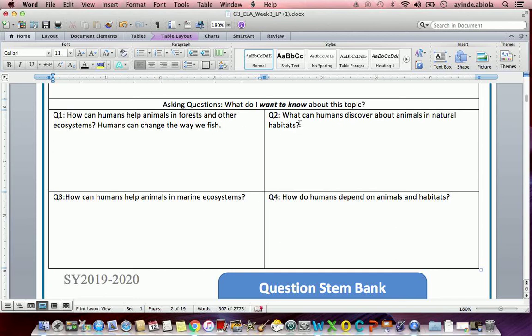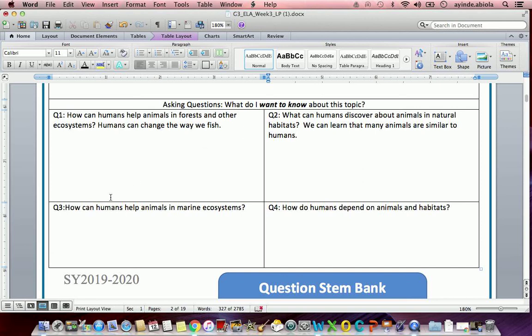My question 2 was, what can humans discover about animals in natural habitats? We learned that Goodall discovered that chimpanzees are very similar to humans. In fact, I'm sure that as we learned through our readings in class as well, there are many animals that are very similar to humans that we learned about. So what I'm going to say here is that we can learn that many animals are similar to humans.